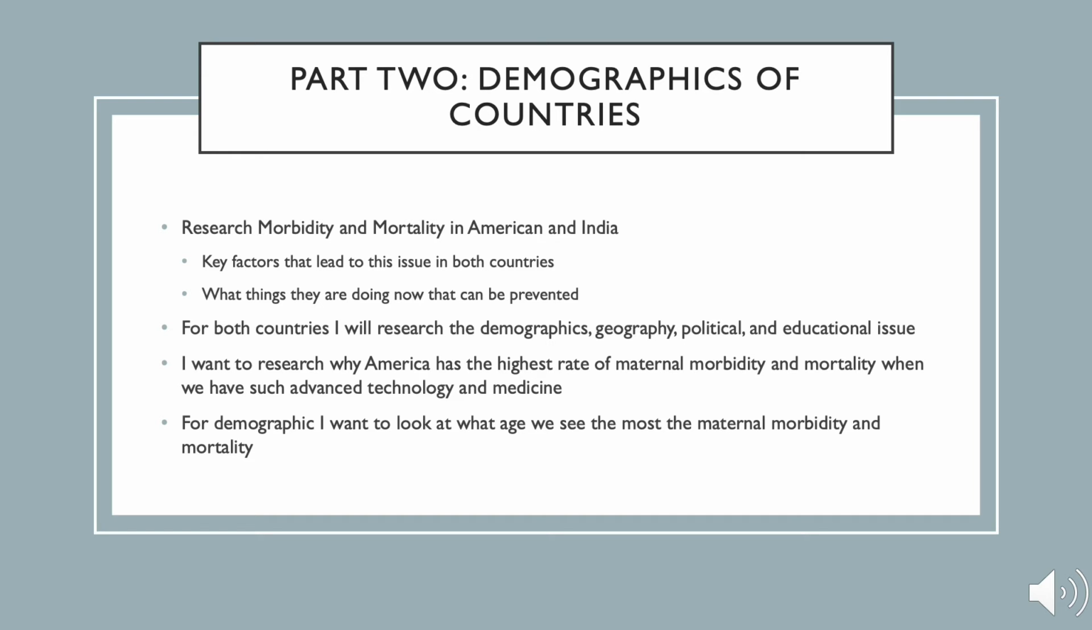In part two, I will be looking at the demographics of my countries. So in this section, I will research maternal morbidity and mortality in America and India. I want to look at the key factors that lead to this issue, also what things are being done now that can be prevented. For both of my countries, I will also provide information on the geography, demographics, political, educational, and economics to get a better understanding on why this is an issue in these areas.